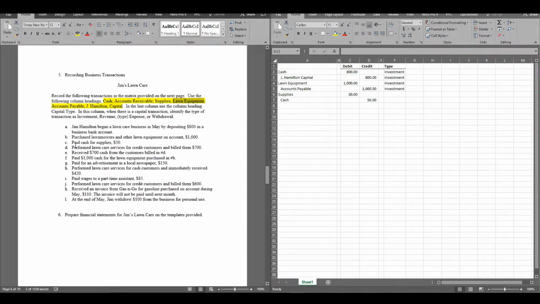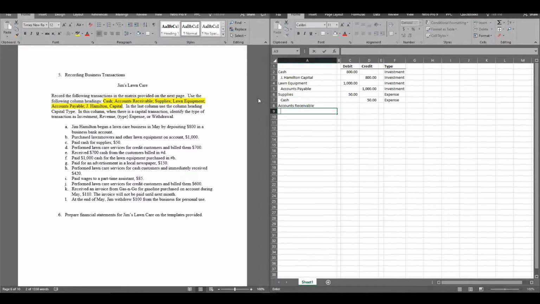The next entry says performed lawn care services for credit customers and billed them $700. So this is an expense. I'm sorry. This transaction was an expense. The next one. So we performed lawn care services and billed customers $700. So we have two things here. We have an accounts receivable. This is the asset. We didn't get the cash. If they paid us cash today, we'd use cash, but they're going to pay us later. So instead, we're going to use accounts receivable. This is also an asset, accounts receivable.